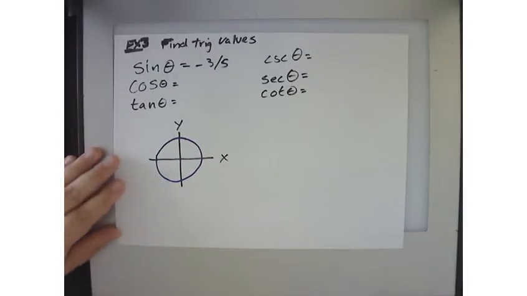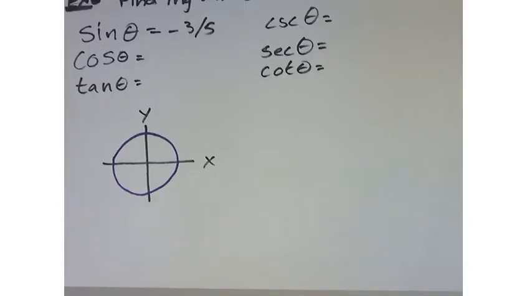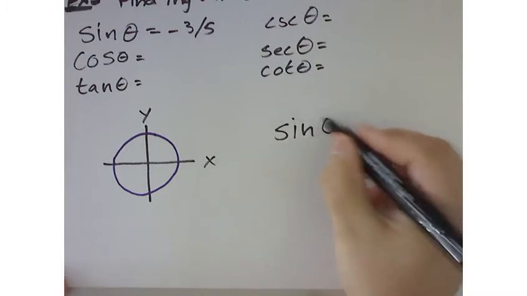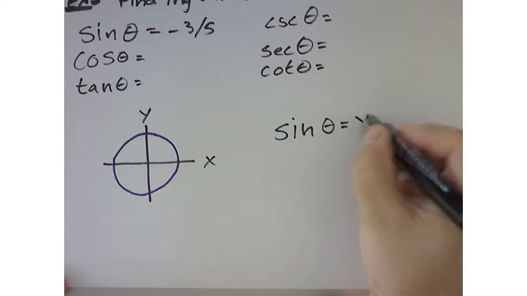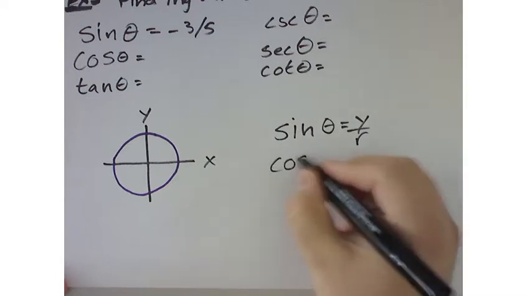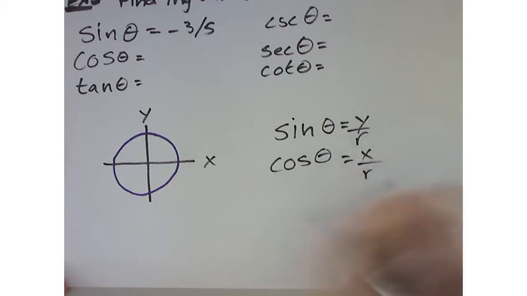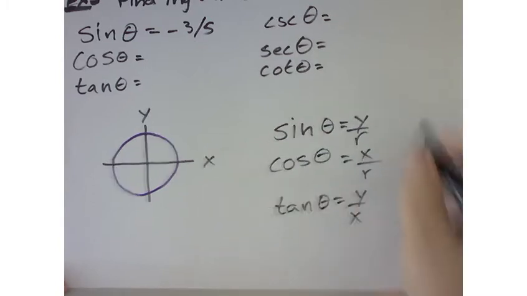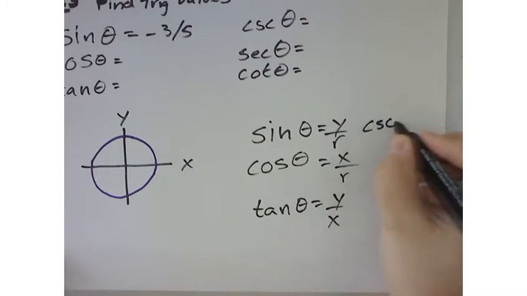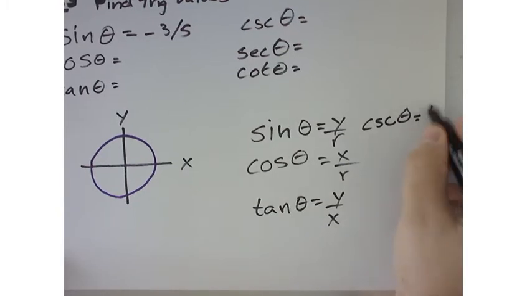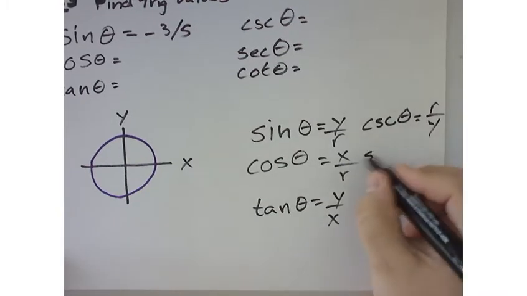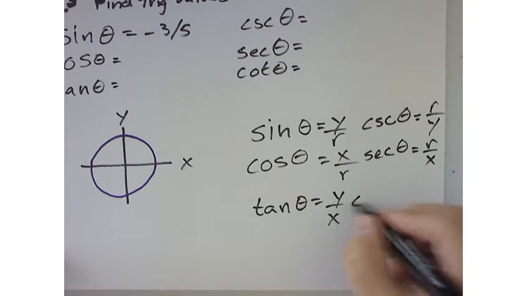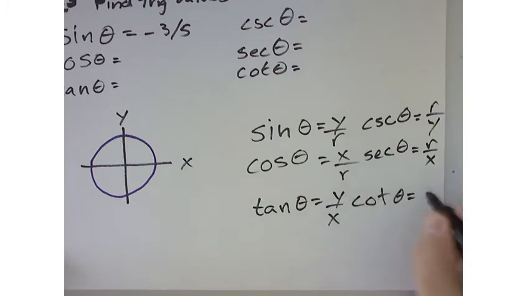And I suppose what we should do is remind ourselves, when it comes to this circle in the Cartesian plane, of the warm-up activity we just took: sine of theta was equal to y over r, cosine of theta was equal to x over r, and tangent of theta was equal to y over x. And then the reciprocals: cosecant of theta, you just flip them, is r over y. Secant is the reciprocal of cosine, so instead of x over r, it's r over x. And cotangent of theta is x over y.